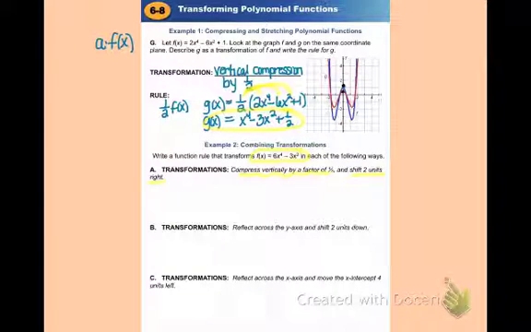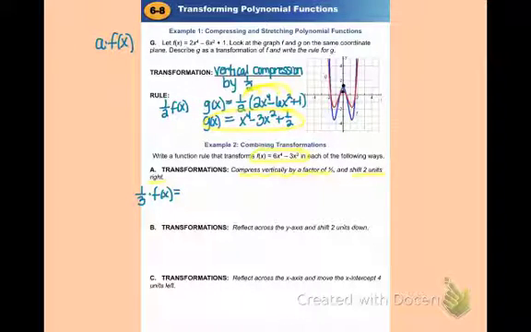So let's first take a look at the vertical compression. The rule is going to be 1/3, because that's the compression factor, times f of x. And so basically each term in the f of x is going to be multiplied by a third.